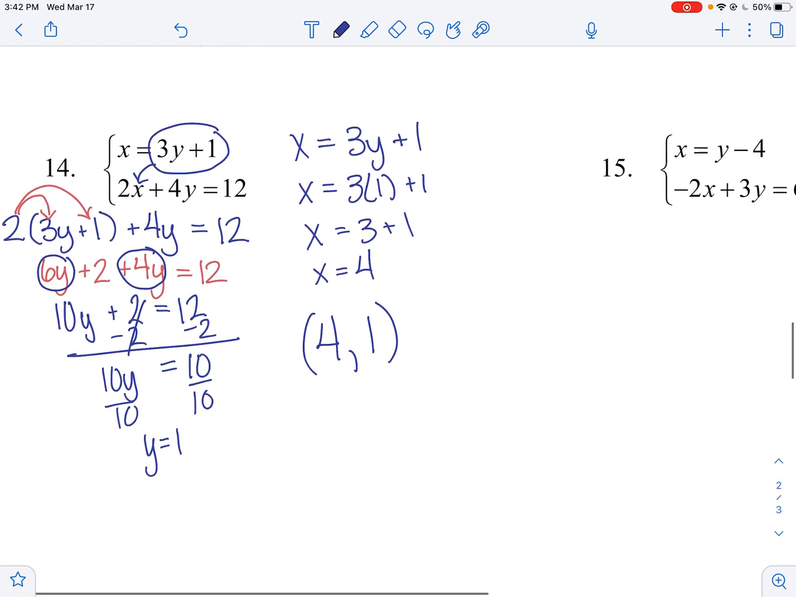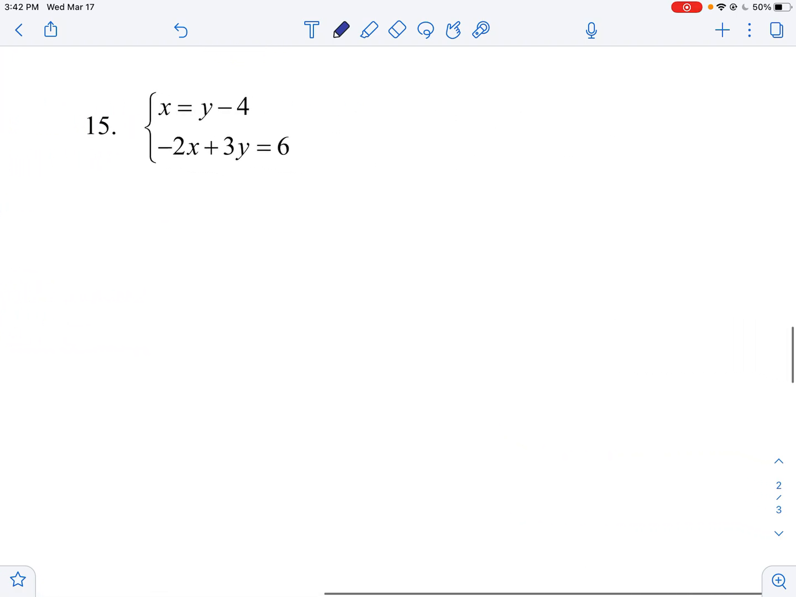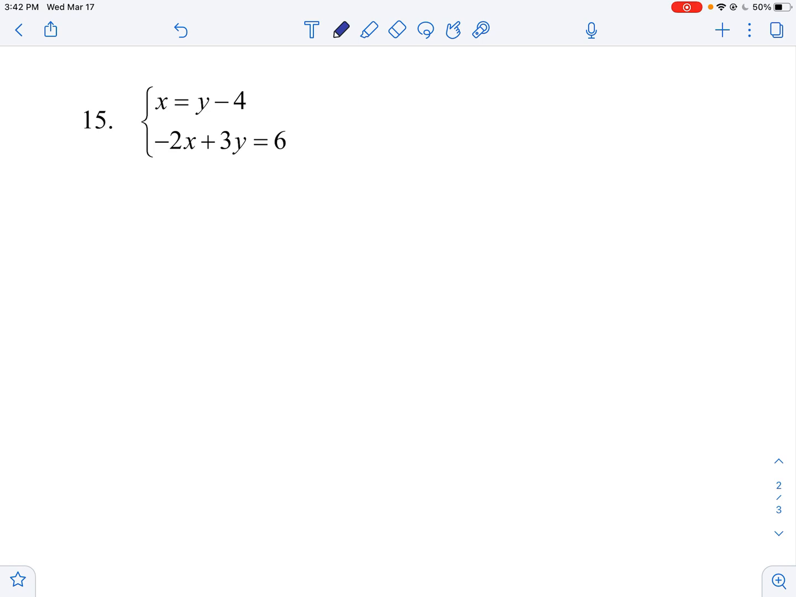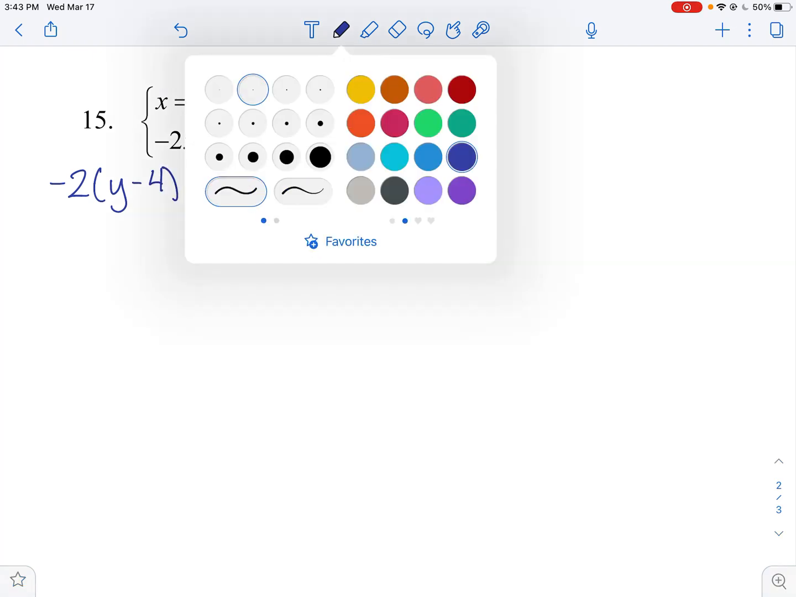Okay, one more problem. Alright, this one says x equals y minus 4, so we're going to replace x with y minus 4. Negative 2 times y minus 4 plus 3y equals 6.